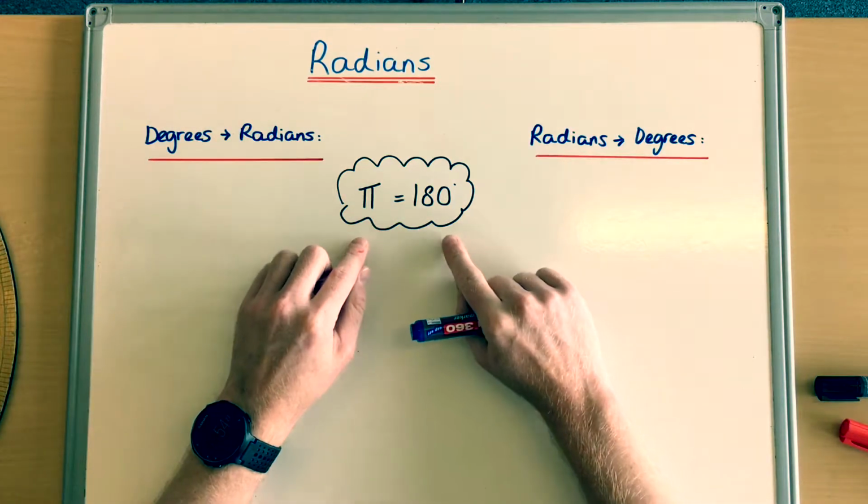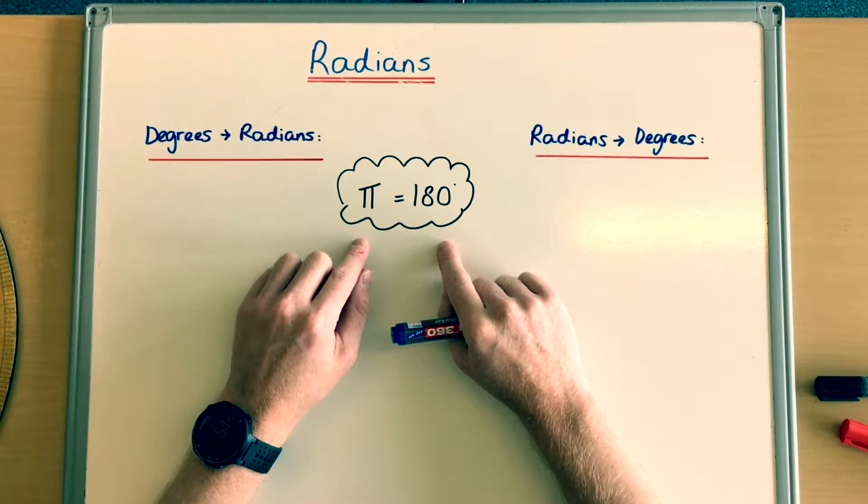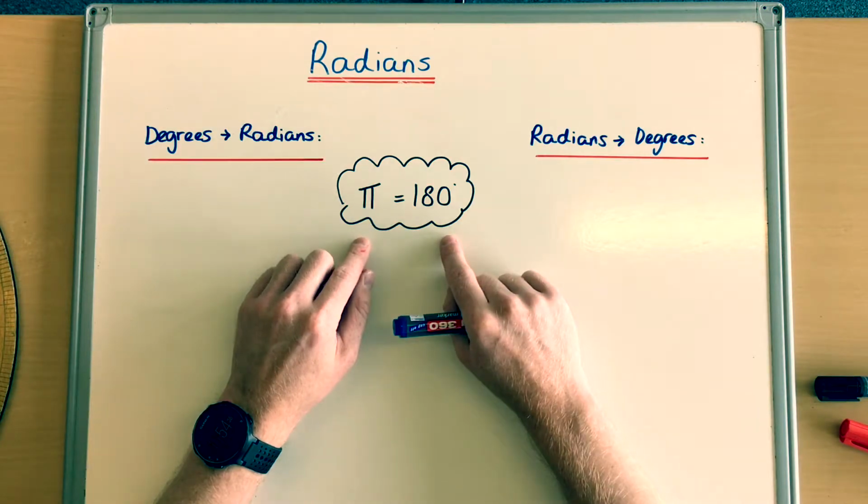Well, we're going to use the simplest exact link, which we saw just a second ago, between radians and degrees. So 180 degrees, or half a circle, is exactly the same as pi radians. That's both the same angle.